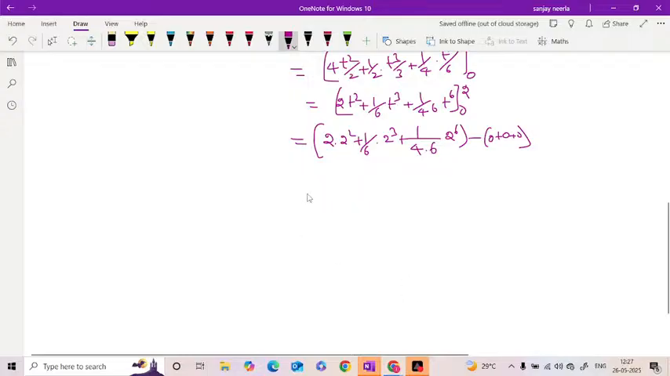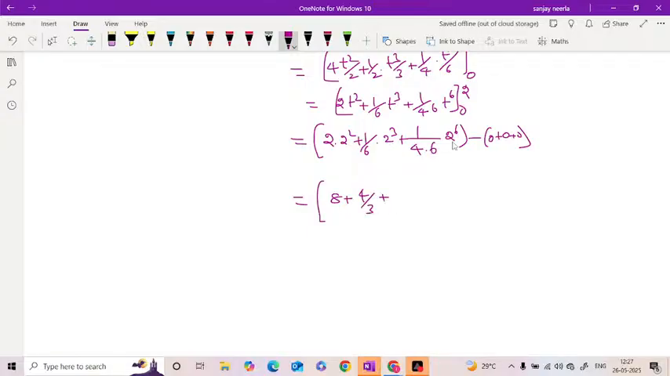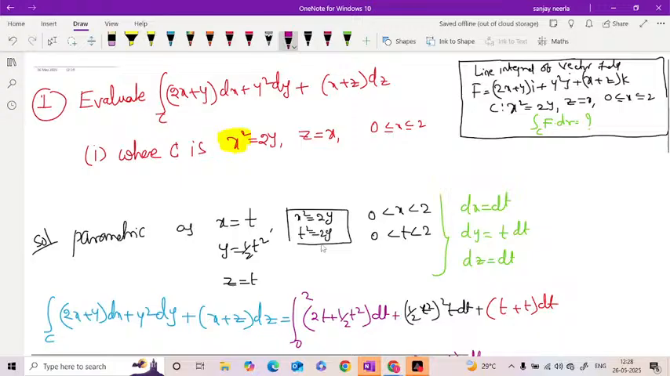Next one, after doing the normal simplification, it is 8 and 4 by 3, I think. Next one, it is 2 power 6. So 2 power 6 means here we will get 2 power 2 to 4, 8 by 3. Correct, 8 by 3? Now 8 plus 12 by 3, so 4 plus 8 plus 4, we will get 12 as the final result. So this is the result. Okay. Anyway, this is for the first path.